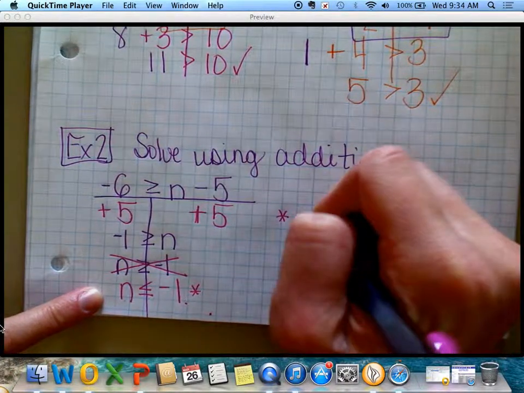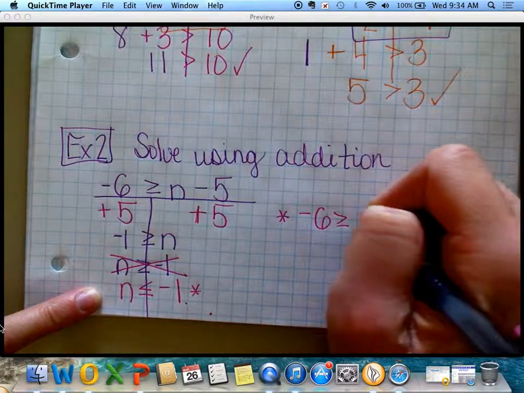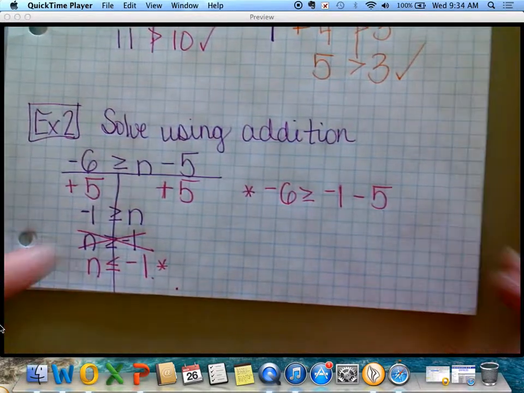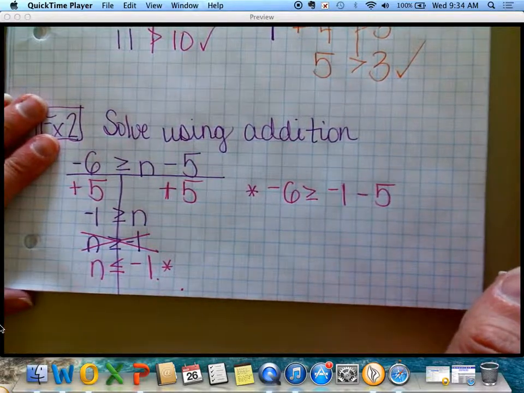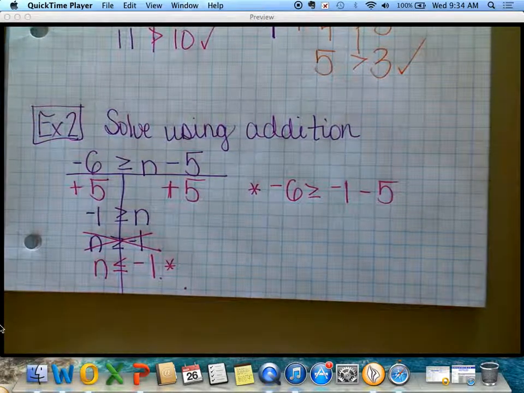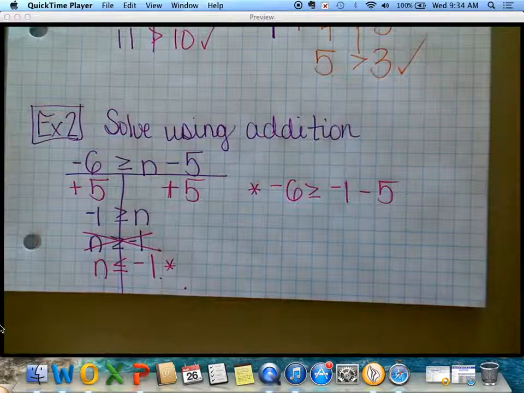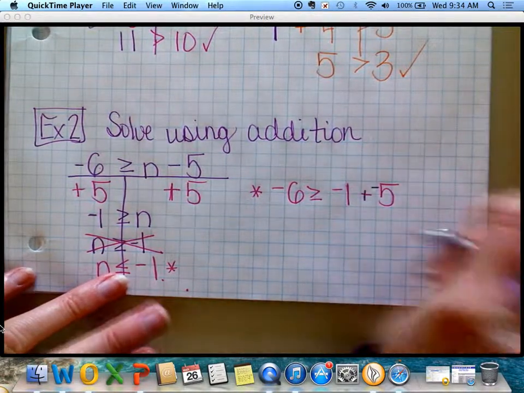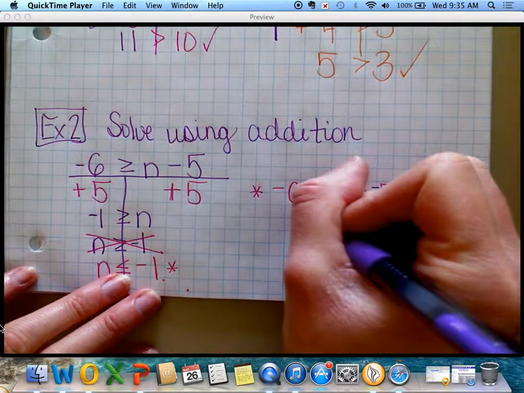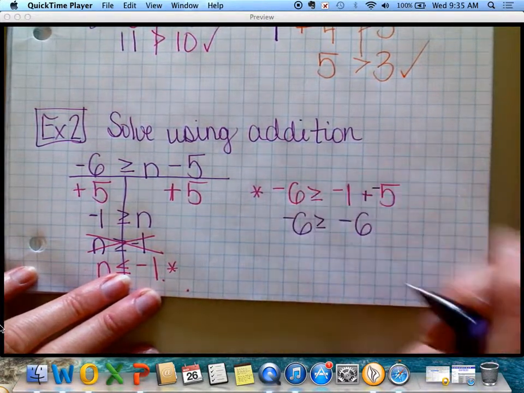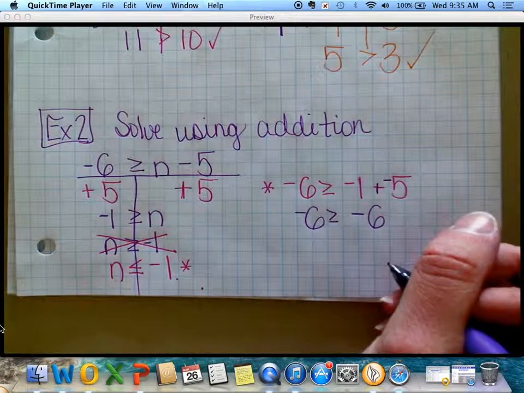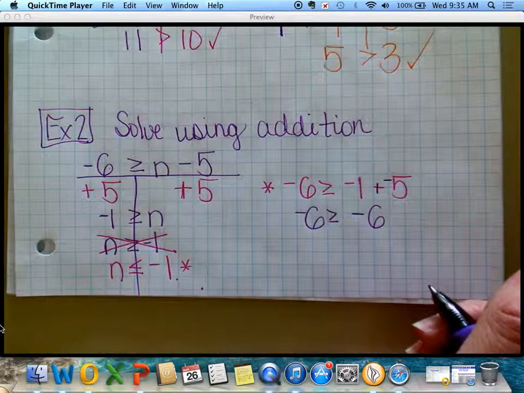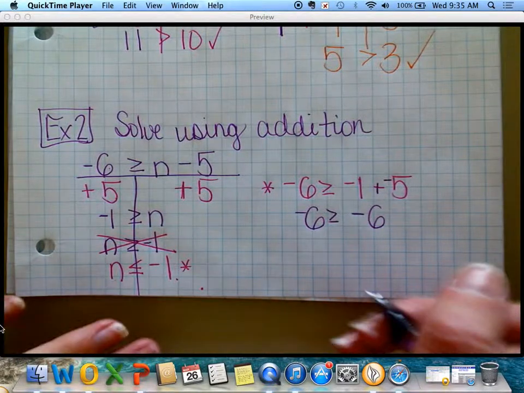So I have negative 6 greater than or equal to negative 1 minus 5. What can I do next? Two-line rule, so we add them together. We have negative 6. Is that a true statement? Negative 6 is greater than or equal to negative 6? Yeah, it's equal to it. So therefore it works. That's our check for the first one.